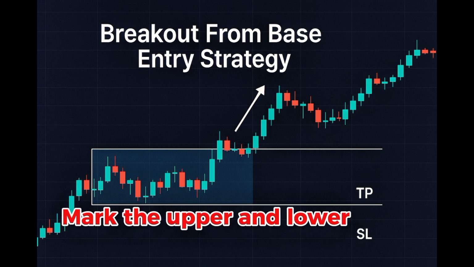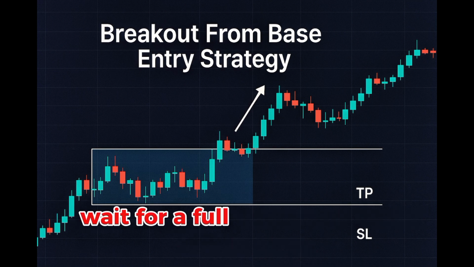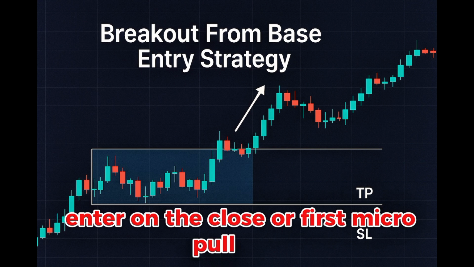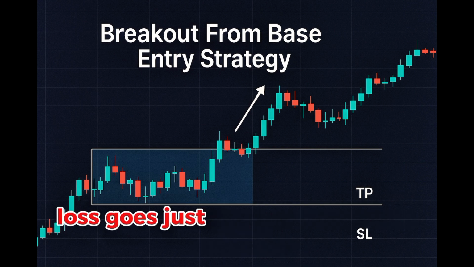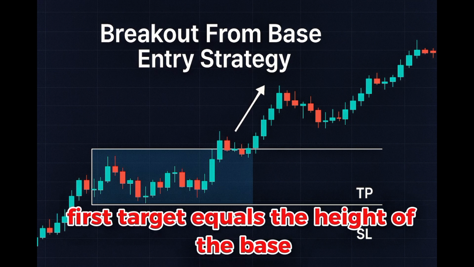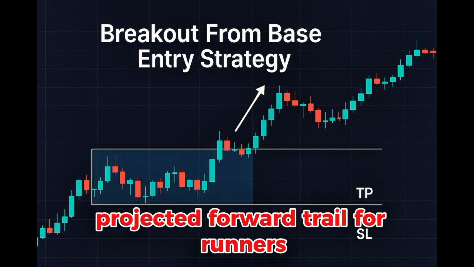Trading strategy number 1, breakout entry. Mark the upper and lower limits of the base. Wait for a full body candle to close outside. Enter on the close or first micro pullback. Stop loss goes just inside the opposite side of the base. First target equals the height of the base projected forward, trail for runners.